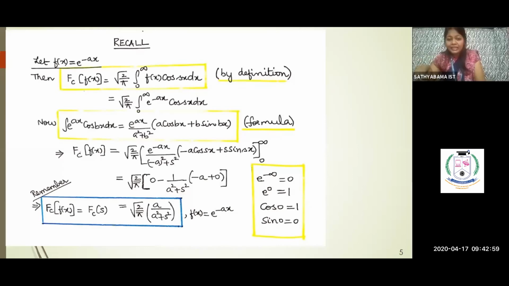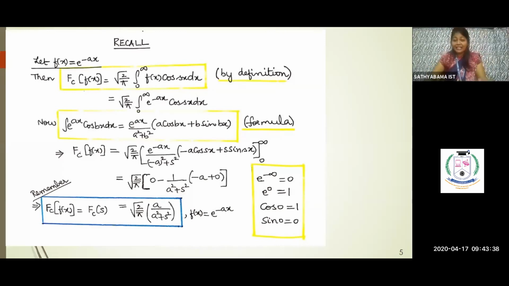The upper limit is infinity. When I substitute the upper limit, what is e power minus infinity? Look in this highlighted yellow part, I've written e power minus infinity is 0. These are basic things that you have to know. So e power minus infinity is 0, e power 0 is 1. So when I substitute the upper limit, it becomes 0 completely. So it's 0 minus the lower limit. The lower limit is 0. What is e power 0? 1. So 1 divided by a square plus s square into minus a into cos 0 is 1 plus sin 0 is 0. That's how I get root of 2 by pi a by a square plus s square.